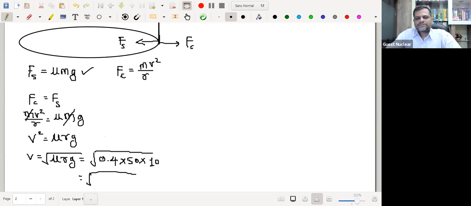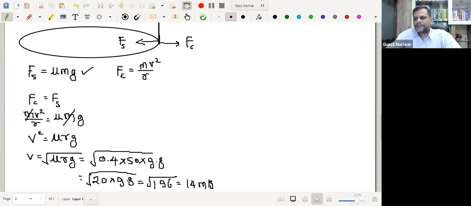Yes, or just take this g as 9.8 only, because the square root will be easier to find that way. Yes, this is 9.8 here. So 4 5s are 20. 20 multiplied by 9.8 is 196, right? And the root of 196 happens to be 14 meters per second, which is going to be the velocity here.